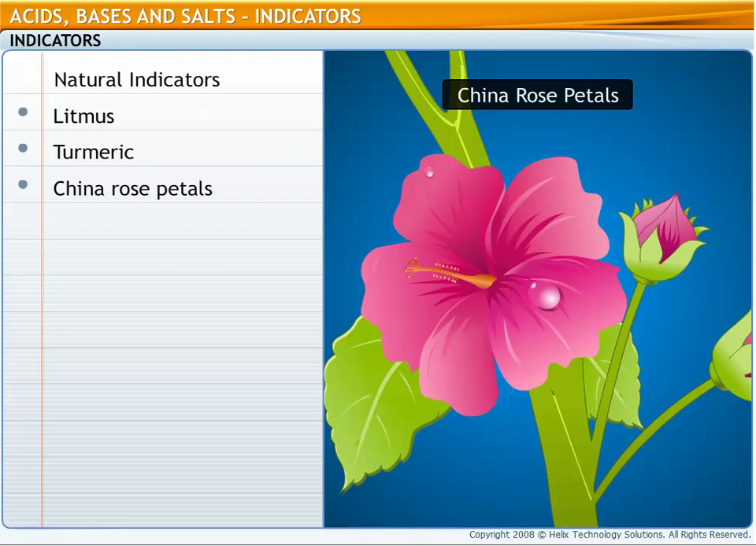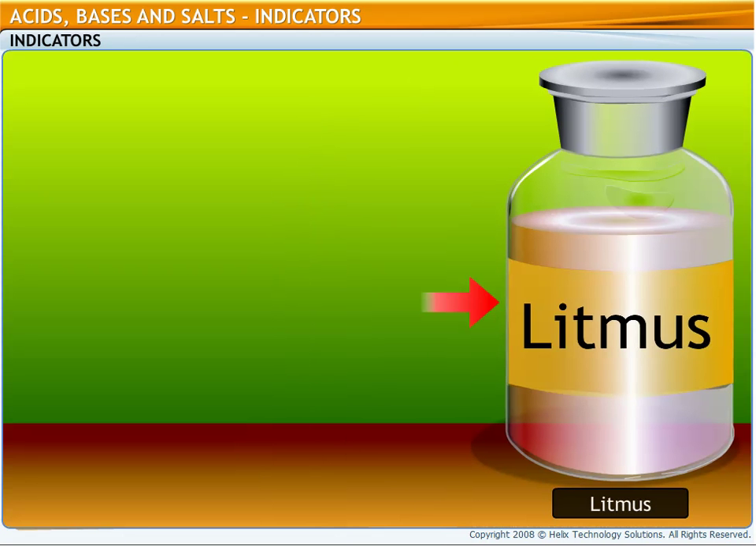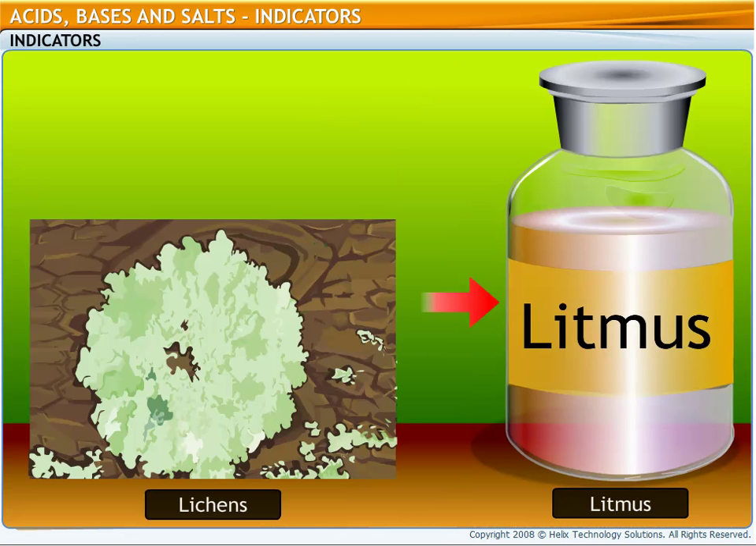I have some litmus solution here. Litmus is a natural dye extracted from lichens. It is the most commonly used natural indicator. Notice the color. It is a light mauve solution in distilled water. Do you want to see how it works?